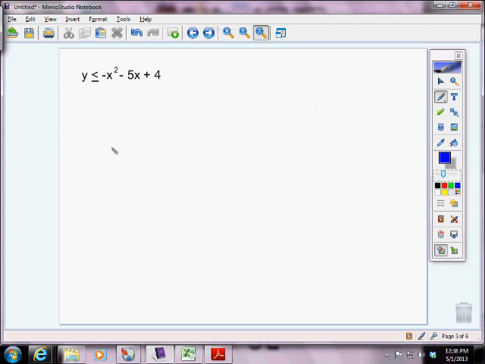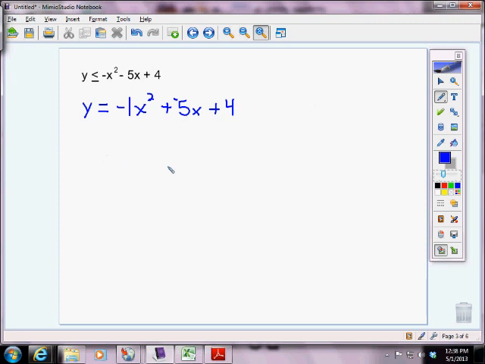We have y is less than or equal to negative x squared minus 5x plus 4. So the first thing we're going to do is graph y equals negative 1 x squared minus 5x. Actually, I'm going to write that as plus a negative 5x plus 4. Think back to when we graphed quadratics.